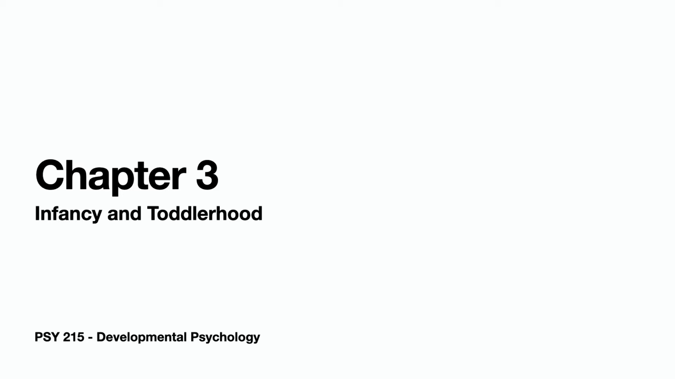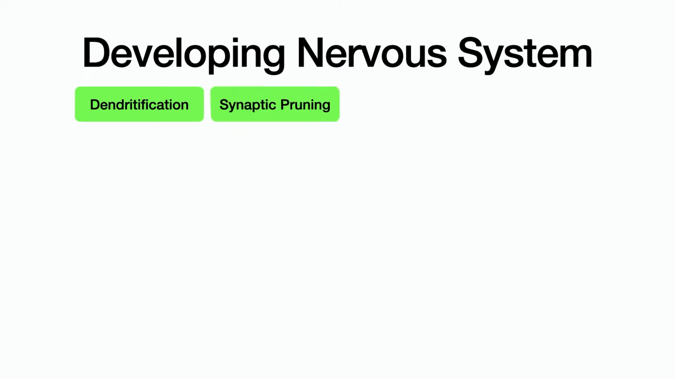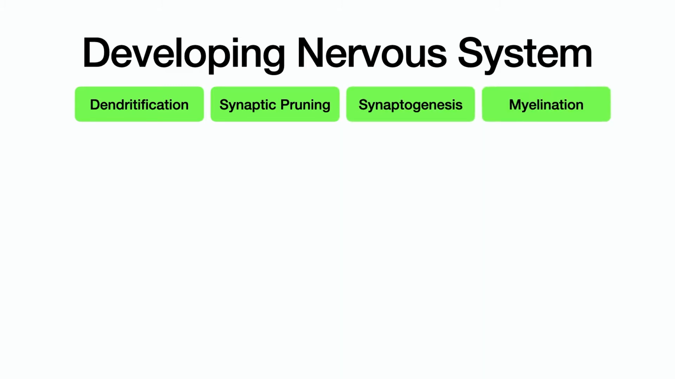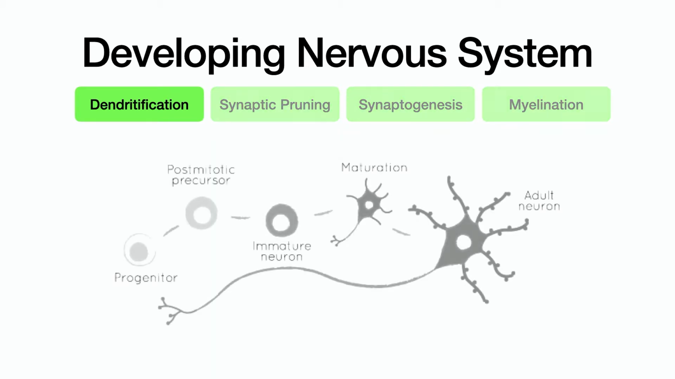So here we are, infancy and toddlerhood. Look first at the developing nervous system, and we have a number of processes that are happening during this time. The first is dendrification. Second is synaptic pruning, synaptogenesis, and myelination. Four processes that are happening in the central and peripheral nervous system. Let's take a look at each one of these rather quickly to see how they actually manifest.